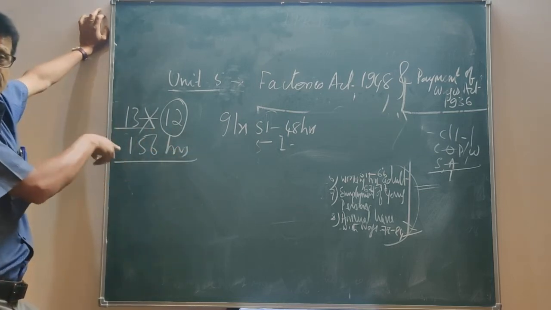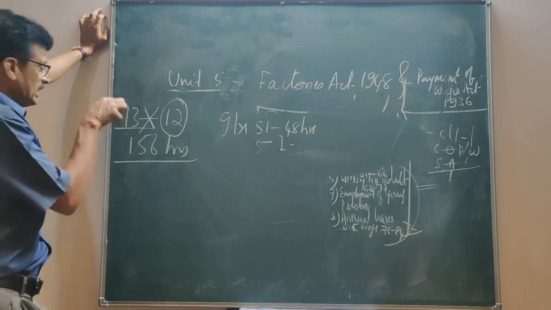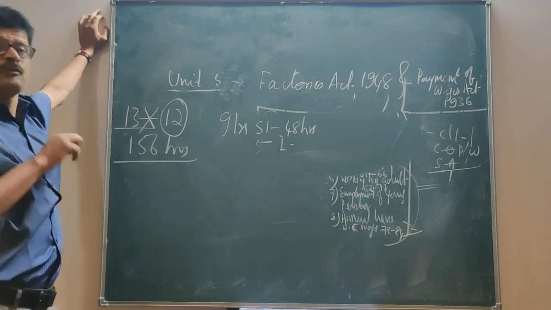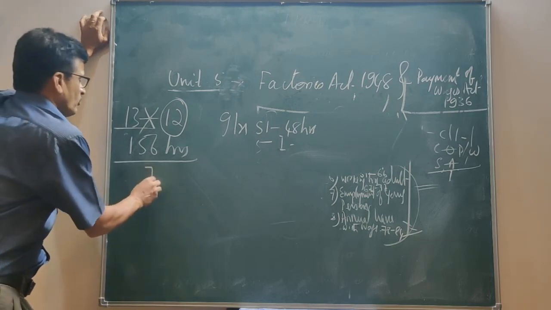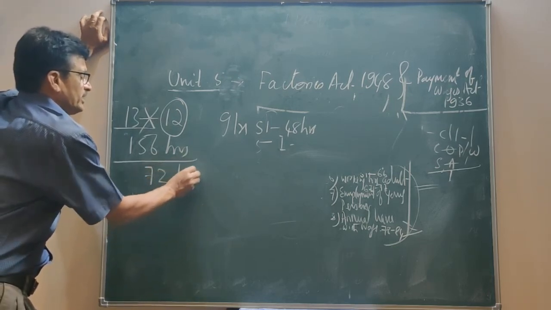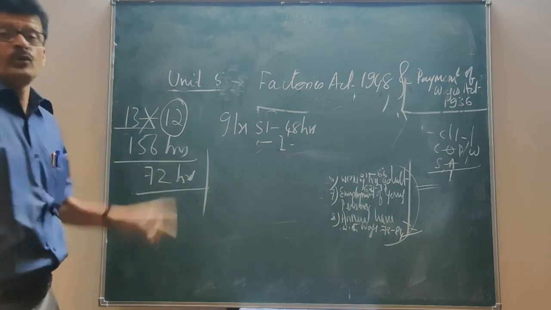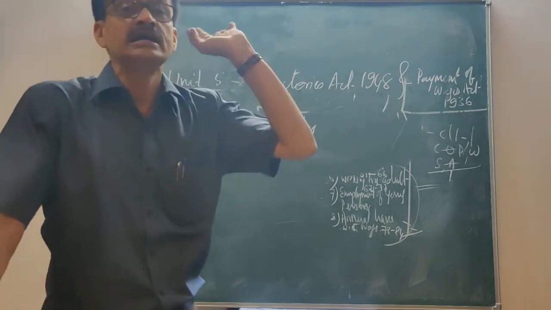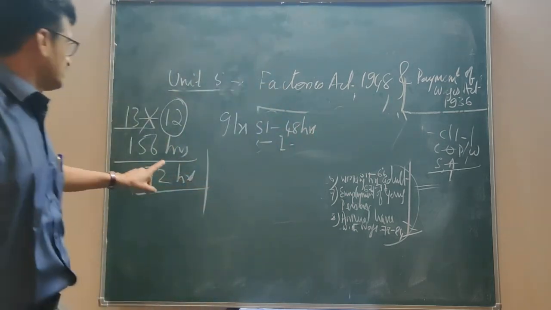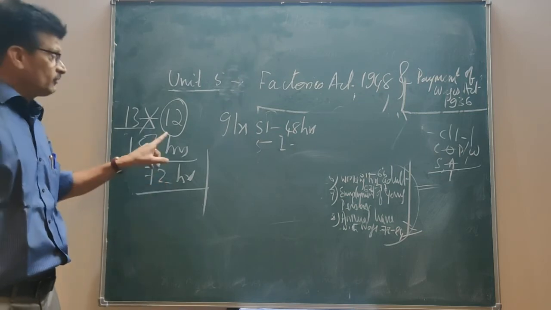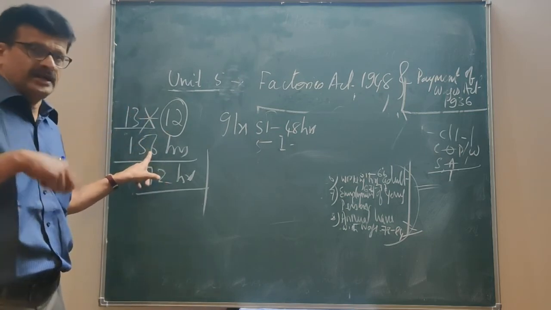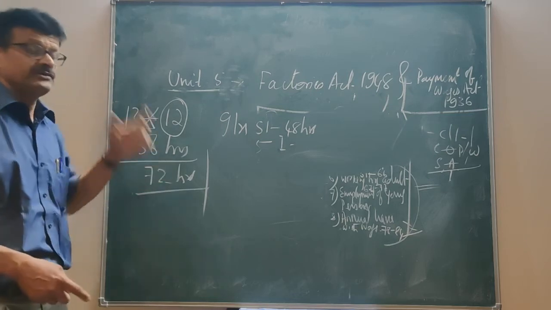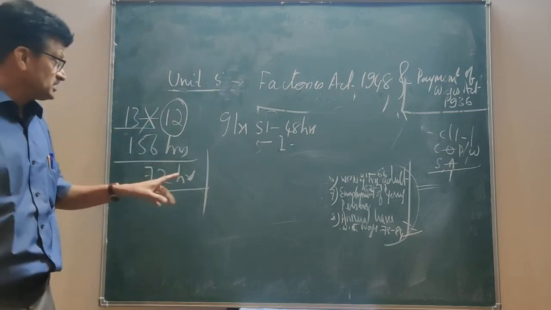Sorry, this is mathematics. But if we run by this mathematics, it will spoil our chemistry. Therefore, overtime hours cannot be more than 72 hours per quarter. Not 156. If you go by the mathematics, it will lead us to that number. But it is 72. What I am telling you, this is the law.